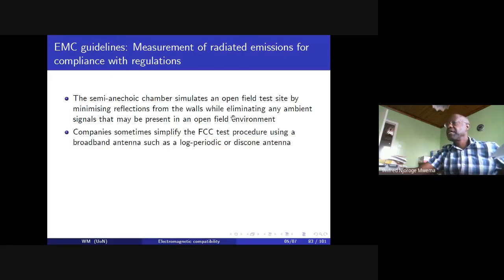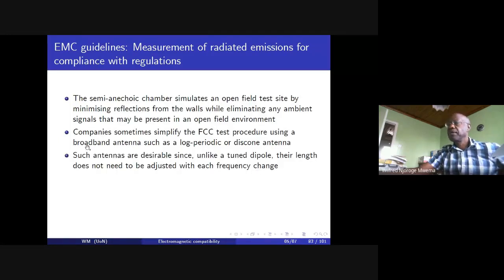So companies sometimes will simplify the FCC test procedure using a broadband antenna, such as a log periodic antenna or a discone antenna, like I've shown in the diagram. Such antennas are desirable because with a tuned dipole, you have to go in there and tune it again to the frequency that you are testing. The length does not have to be changed if it's broadband for each frequency change that we effect.